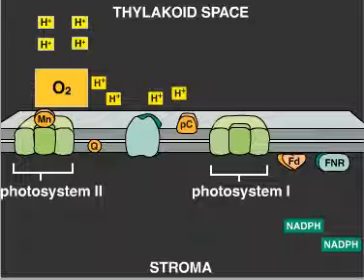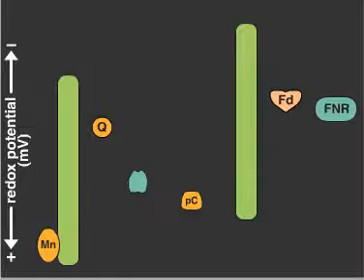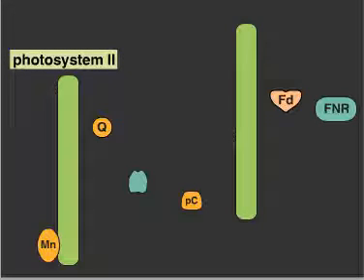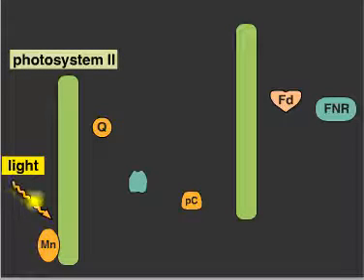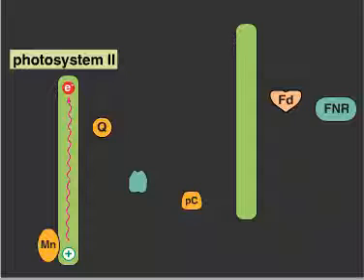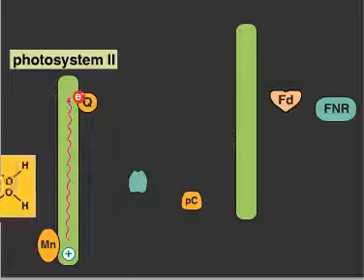To make the system work, each member of the electron transport chain has to be finely tuned to have an appropriate tendency to receive or donate electrons, measured as a redox potential. When photosystem 2 is excited by light, it has a high tendency to donate electrons. The next component is more likely to receive electrons. The loss of an electron from photosystem 2 now makes it an excellent electron acceptor, receiving electrons from water.